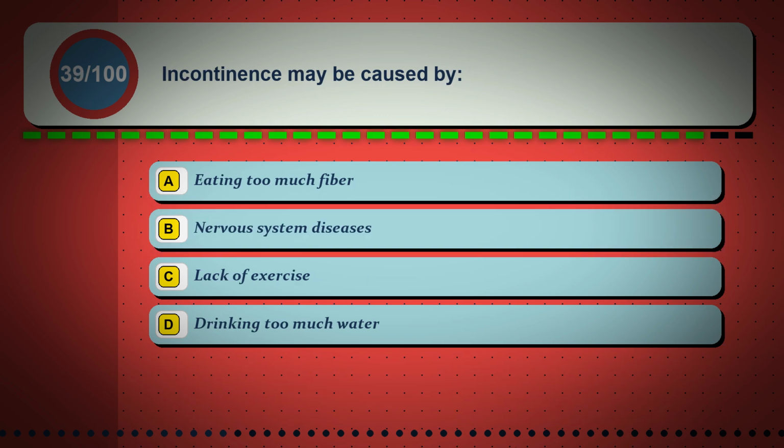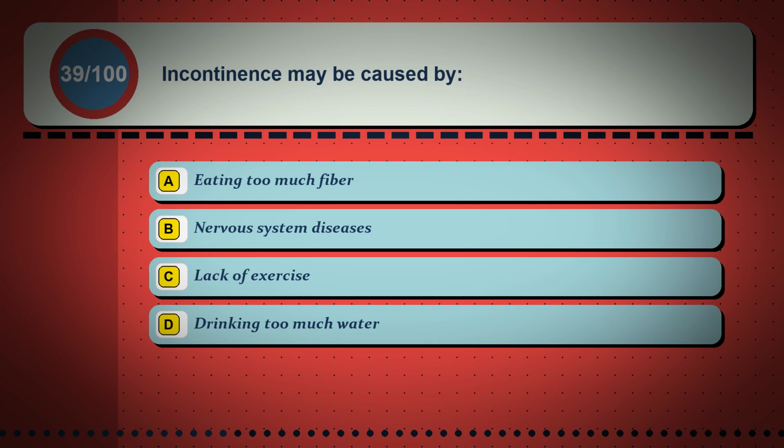Question 39. Incontinence may be caused by option A, eating too much fiber. Option B, nervous system diseases. Option C, lack of exercise. Option D, drinking too much water.